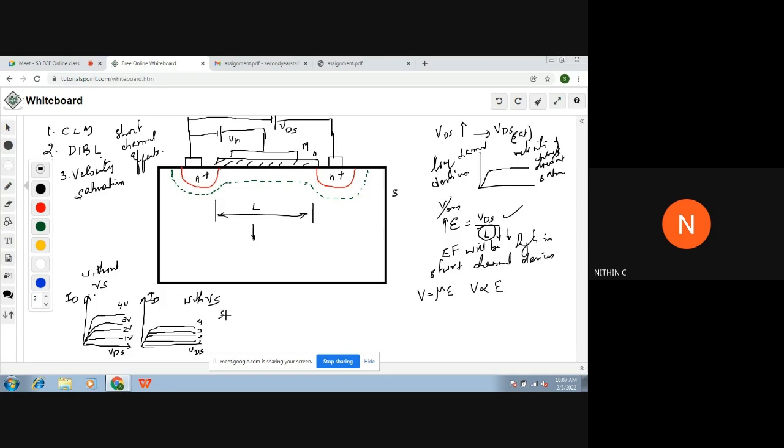That is, in case of short channel devices, this will happen. In case of long channel, this will be the graph. Long channel, that is without velocity saturation. Short channel with velocity saturation is this way.